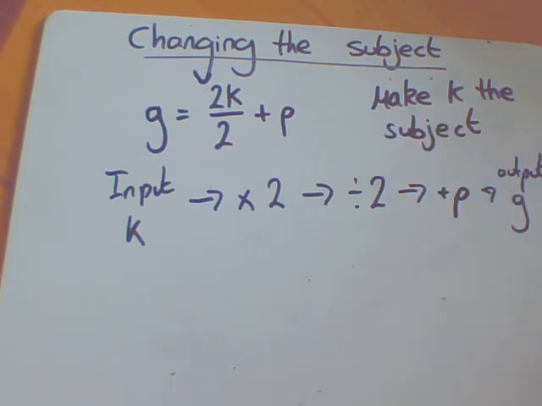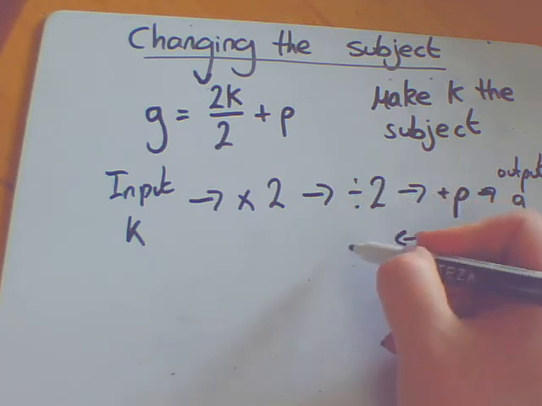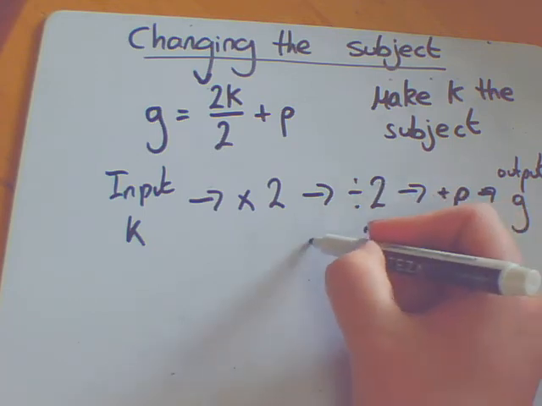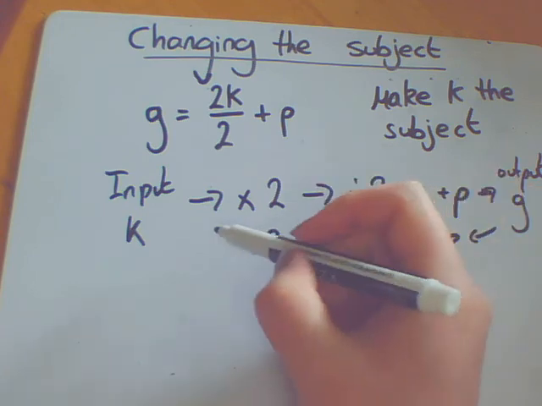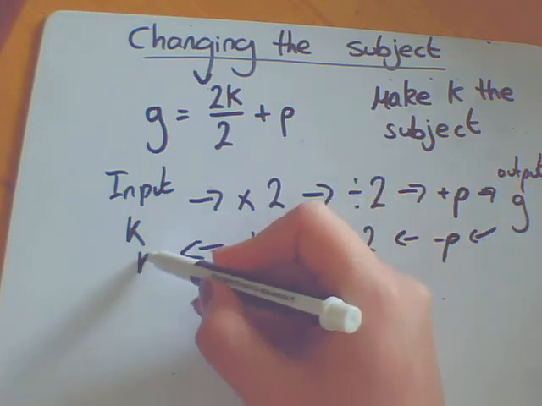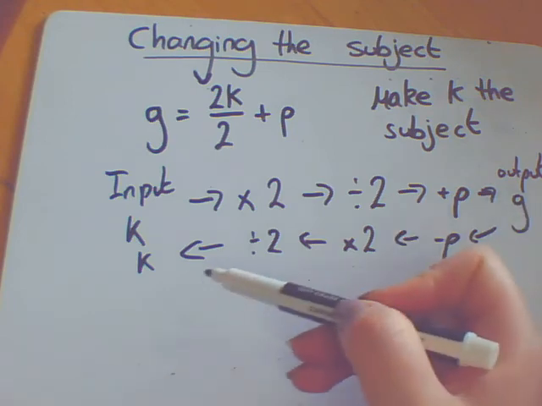I'm going to reverse the whole process, so starting with my g, subtract p, opposite of dividing by 2 is multiplying by 2. Opposite of multiplying by 2 is dividing by 2. And that is giving me my k. So write it out as a sentence from the start on the right and work your way back to the left.